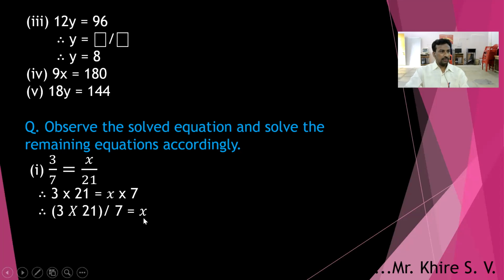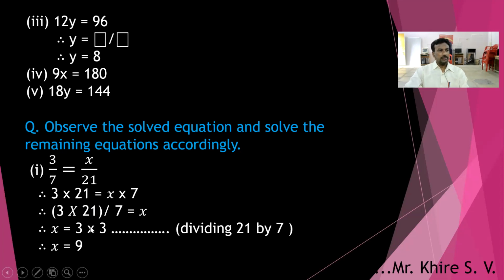Now we have to find out the value of x. Then we will get x is equal to this, divide 21 by 7. 7 ones are 7, 7 threes are 21. Then we will get 3 into 3. Now dividing 21 by 7, we get 3, and after multiplying 3 by 3, we get 3 threes are 9. Therefore, the value of x is 9.